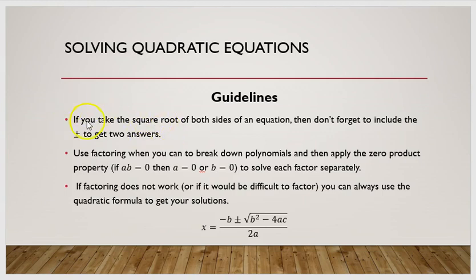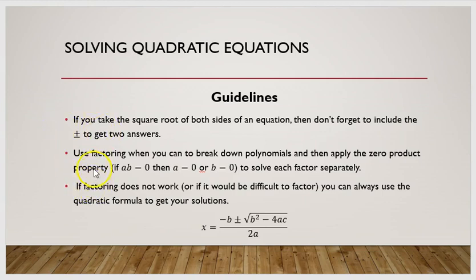What I wanted to emphasize with this bullet mark here is that if you ever perform that operation of taking the square root of both sides of an equation, that's when you get a plus or a minus and you get 2 different answers. A lot of people forget to do the plus or minus. That only happens when you're taking the square root of both sides of an equation to solve it.